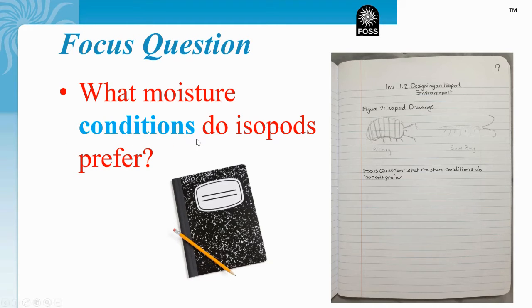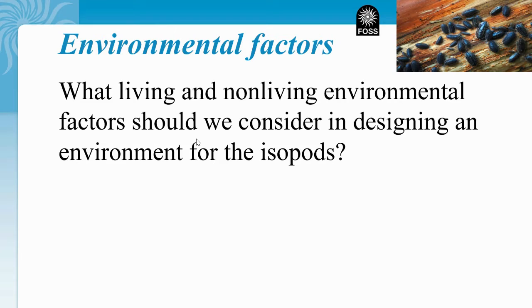So here's a new vocabulary word, but it's talking about something that you already know about. Environmental factors. Do you remember the living and non-living factors of an environment? Let's take a look at our question right here. What living and non-living environmental factors should we consider in designing an environment for the isopod? Think back to our lesson from last week about environmental factors. Remember the living factors and non-living factors.